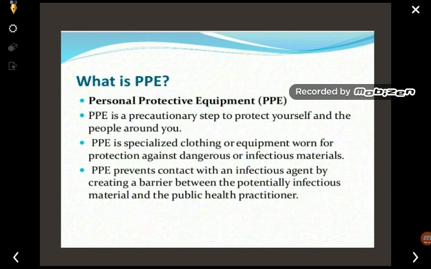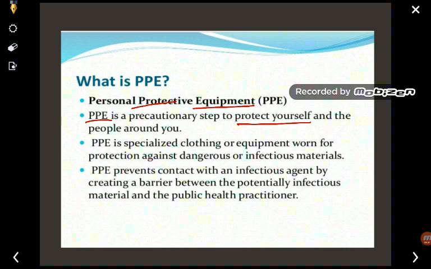So what is PPE? PPE is personal protective equipment. The PPE is a precautionary step to protect yourself and the people around you. So why should PPE be worn? In order to protect yourself and the people around you.